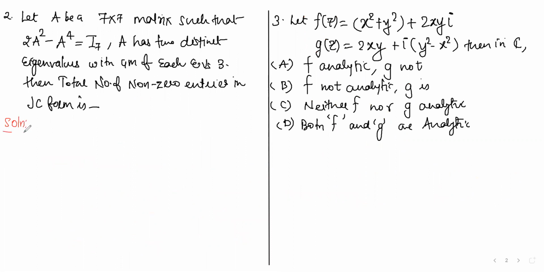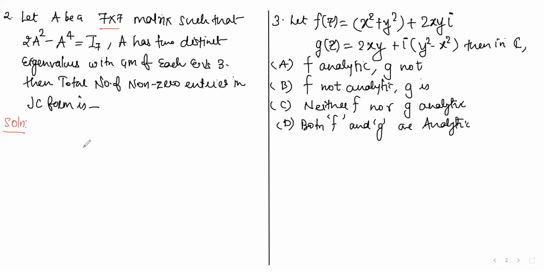So here is another question from linear algebra. A is a 7 by 7 matrix such that 2A square minus A to the power 4 is identity. A has two distinct eigenvalues with GM of each eigenvalue being 3. They want the total number of non-zero entries in the JCF.